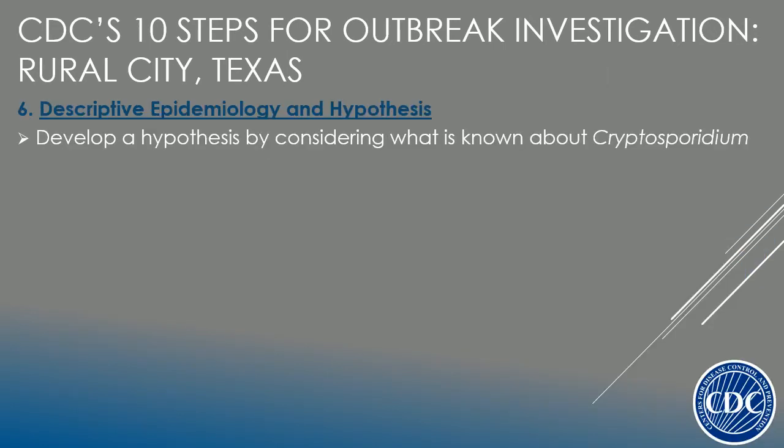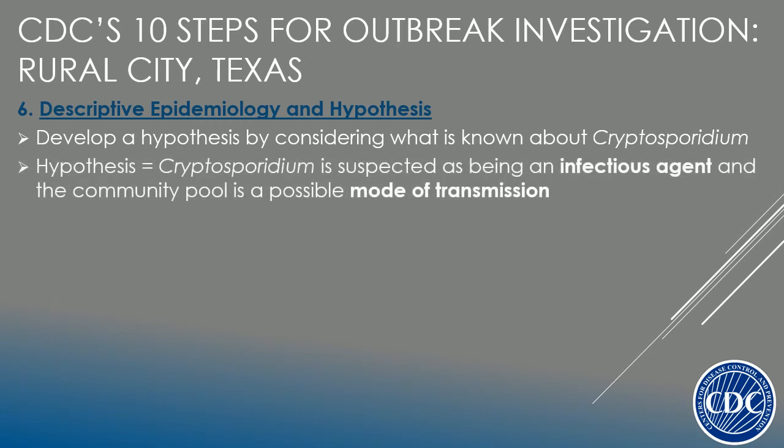In the sixth step, DSHS and the local health department use descriptive epidemiology, including person, place, and time, to develop a hypothesis by considering what is known about Cryptosporidium. As summer has just ended and many neighbors who developed diarrhea spent time at the community pool, the hypothesis is that Cryptosporidium is suspected as being an infectious agent, and the community pool is a possible mode of transmission.